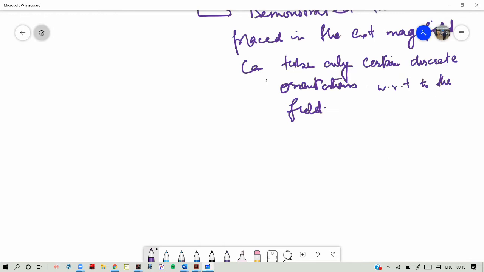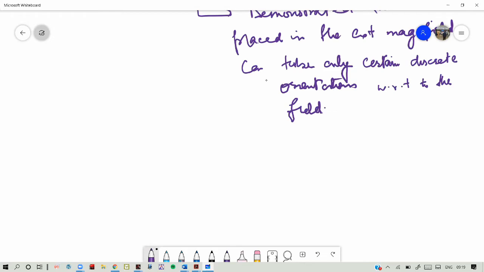So this experiment also demonstrated the existence of electron spin, and hence it proved to be a verification for the vector atom model where we have taken both spin as well as orbital. So we got two purposes from doing this experiment.